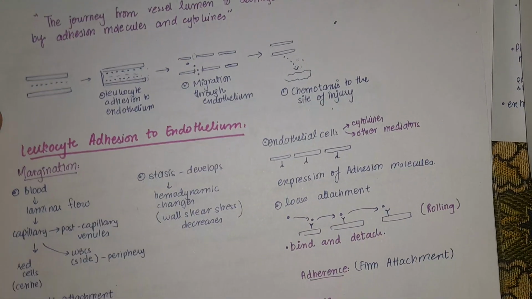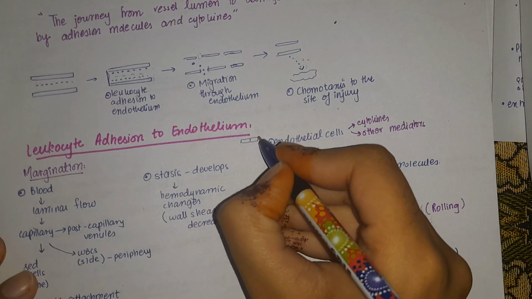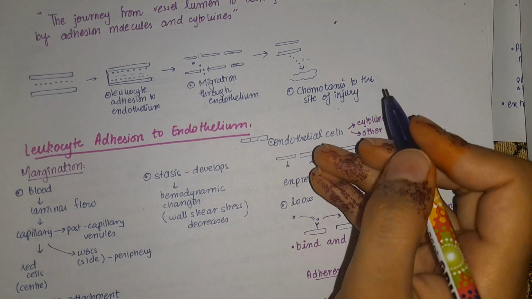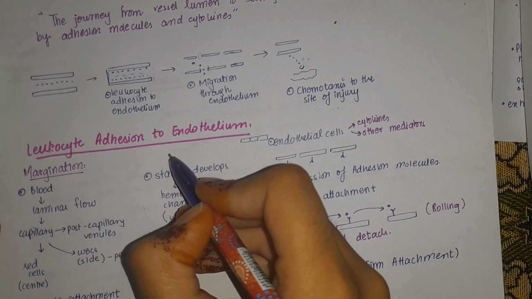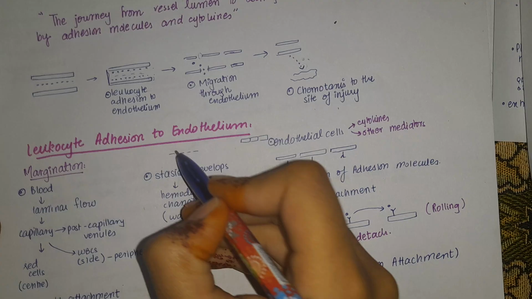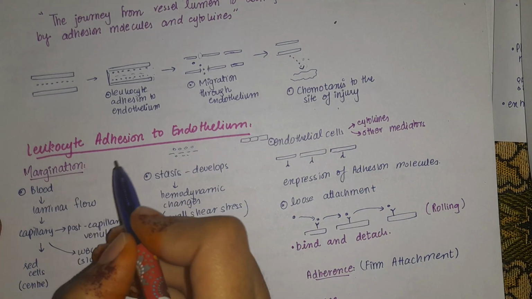So what is endothelium? Endothelium is the vessel wall. It is made up of endothelial cells, so we call this whole thing endothelium. First things first, I told you that the red blood cells will come to the center, whereas white blood cells will arrange themselves to the side. That process is known as margination.